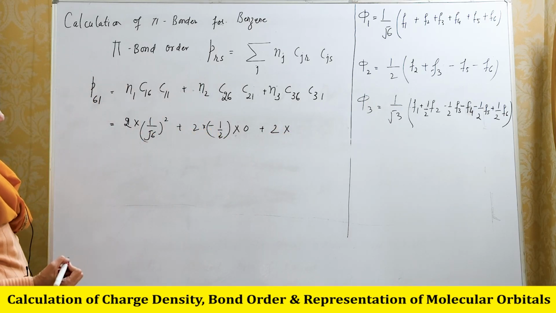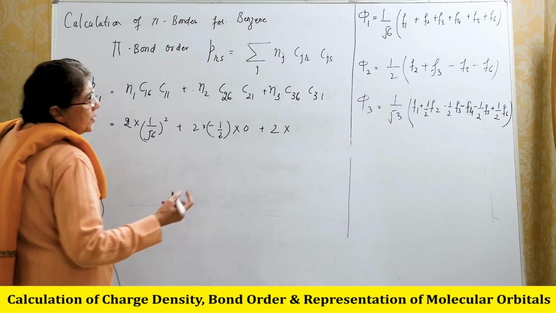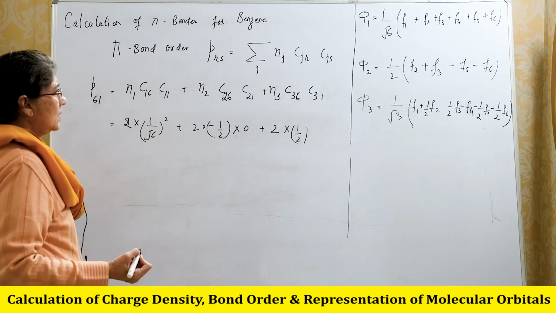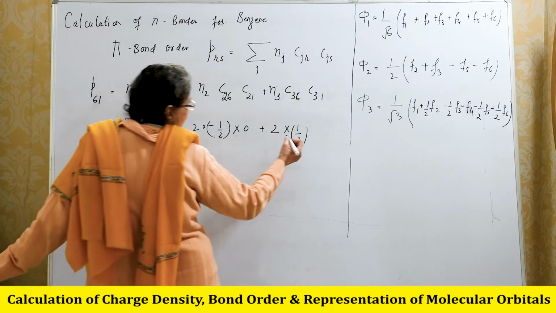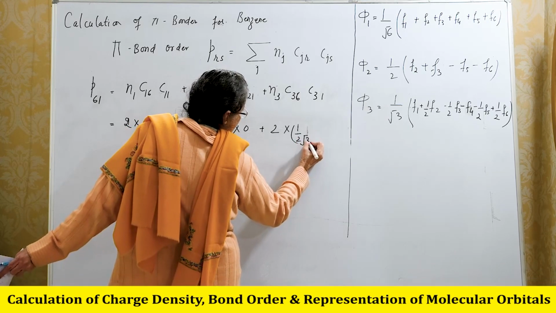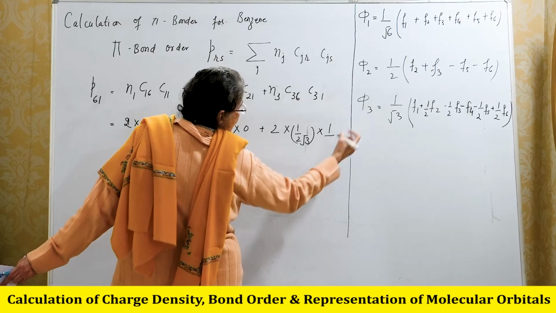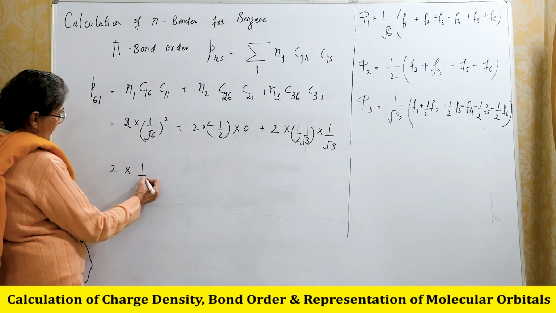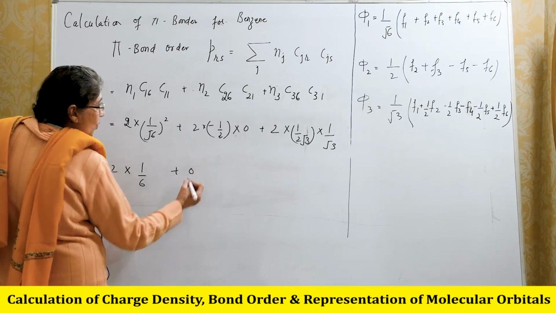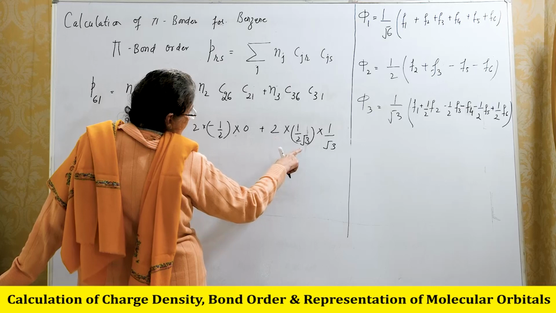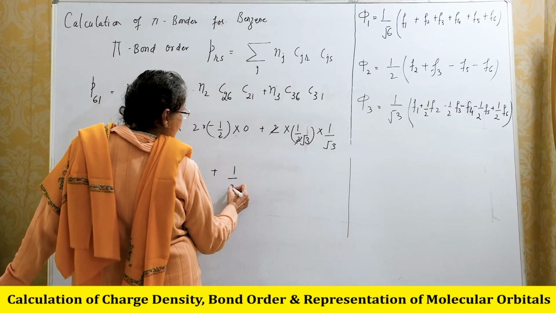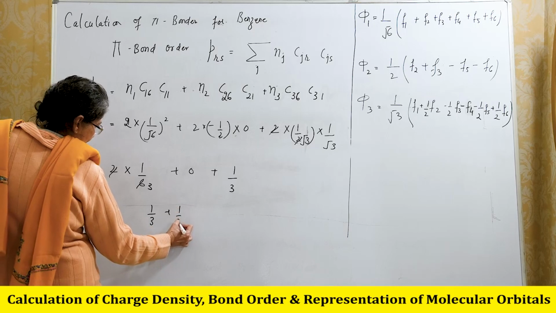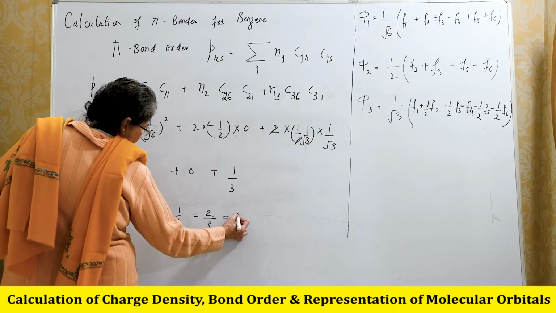And C 3 6. C 3 6 is 1 by 2 and this is 1 by root 3. 1 by 2 root 3, this will be 1 by 2 root 3 into 1 by root 3. So it will be 2 into 1 by 6 plus 0 plus 2, this is 1 by 3 and this is 1 by 3. Then 1 by 3 plus 1 by 3 is equal to 2 by 3, that is 0.66.